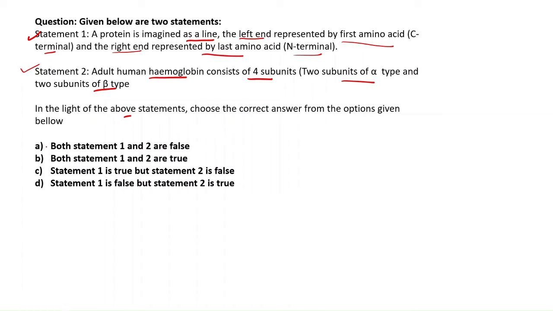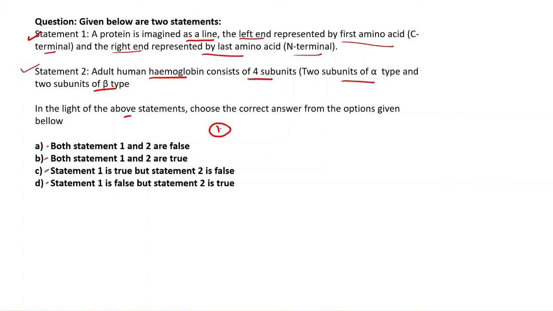Option A, both 1 and 2 are false. Option B, both 1 and 2 are true. Option C, statement 1 is true but statement 2 is false. Option D, statement 1 is false but statement 2 is true. Okay, let's discuss these statements. First, let's discuss statement 1.